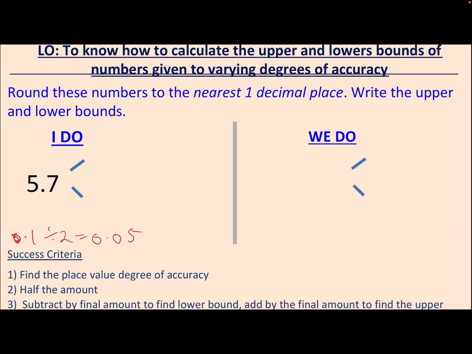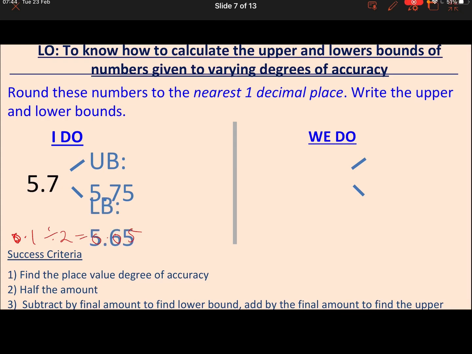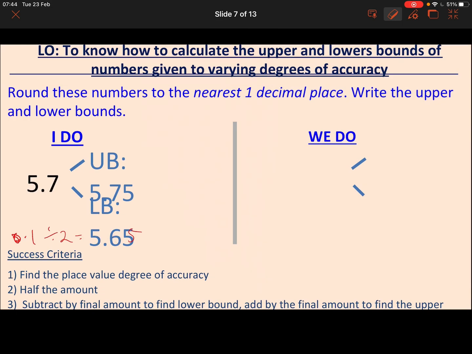0.05. And then for us to find our lower bound, we're going to have to subtract. So what we end up getting for our lower bound is 5.65. And our upper bound is 5.75 because we add 0.05. Right, let me rub this off so you can see what I'm talking about. There we go. So you're going to do the exact same thing for the redo.